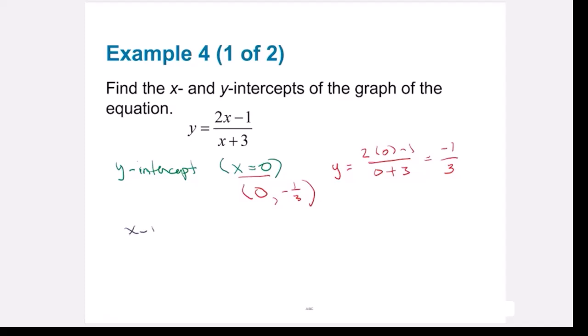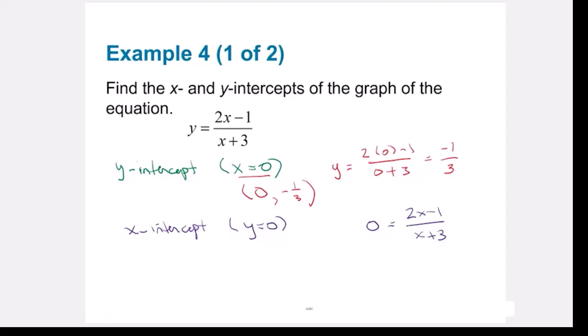Now, if I want the x-intercept, again, this time I set y equal to 0. This is usually a little more difficult. So I'll say y equals 0, which equals (2x minus 1) over (x plus 3). So the thing about this is, if you think about it, I only really need to make the numerator, or the top part of the fraction, equal to 0, because 0 divided by anything is 0.